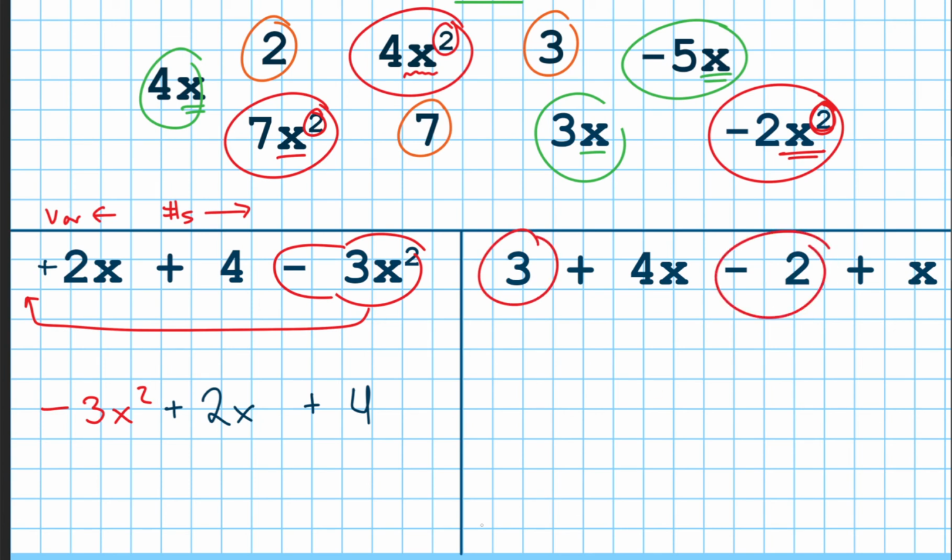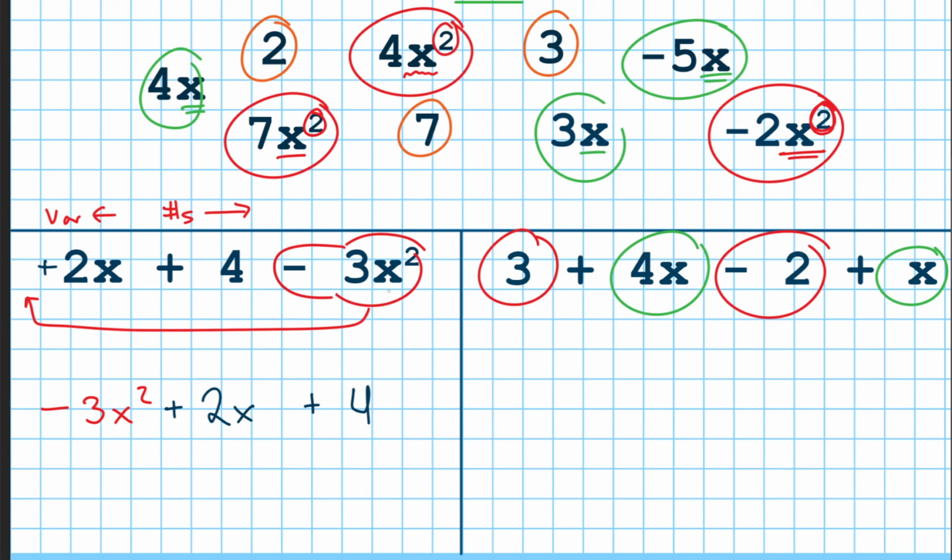Those are like terms. They don't have a variable or an exponent. And 4x and x, those are like terms. They don't have an exponent. They both use the letter x, so they are like terms. But notice they're jumbled up. I've got a number, then a variable, then a number, then a variable. I want to order them so that I have all my variables to the left and all my numbers to the right. So let's do that.